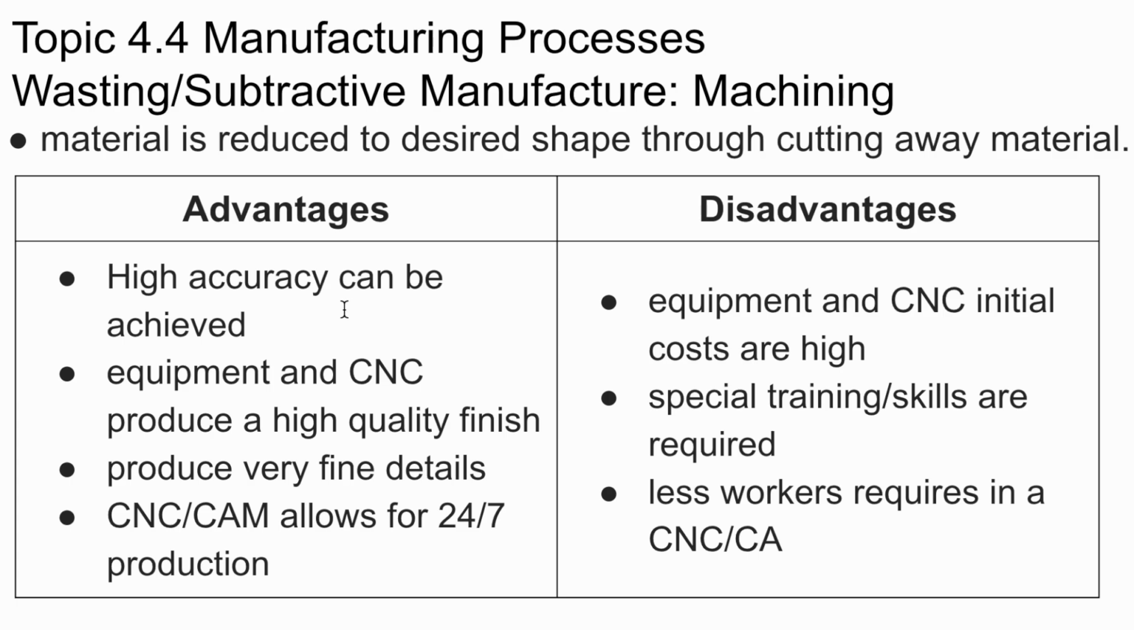They can be highly accurate. The equipment in CNC produce high quality finish. They produce very fine details. You can use CNC and CAM, and that would allow for 24/7 production. The equipment in CNC have a lot of costs, so that's always a problem. And it requires special training and skills, but less workers might be required.